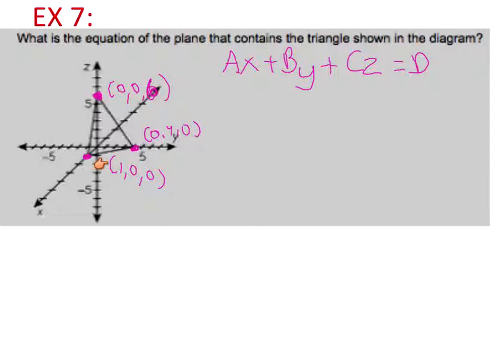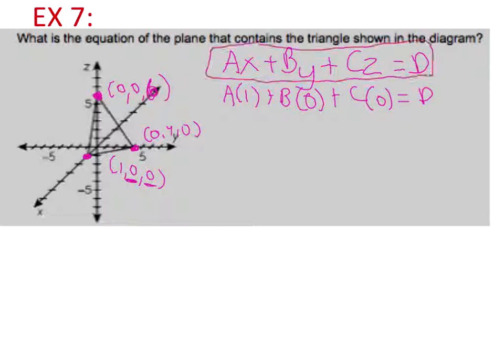So here we go. We're going to start with 1, 0, 0. So in place of my x, I'm going to put in a 1. In place of my y, I'm putting in a 0. And in place of my z, I'm putting in a 0. I'm plugging in my first coordinates. I'm going to have this at the top in a box there.